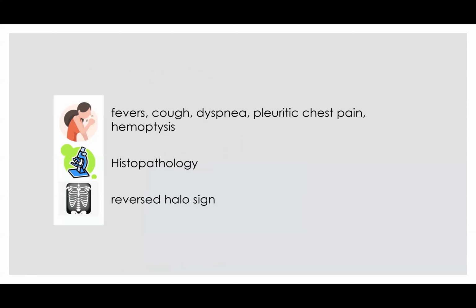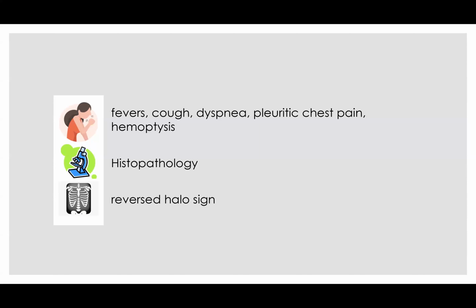Patients with mucor are often severely ill, and they may present with fevers, cough, dyspnea, pleuritic chest pain with or without hemoptysis. At laboratory analysis, the positive beta-D-glucan result is not seen here because mucor and rhizopus don't actually produce this polysaccharide. The diagnosis is usually made by histopathologic testing.